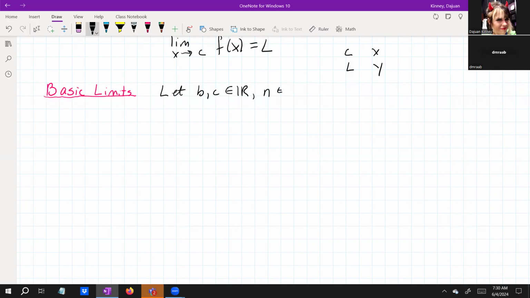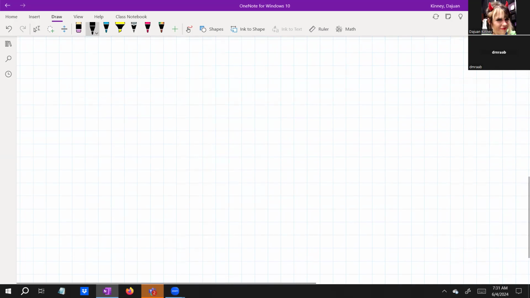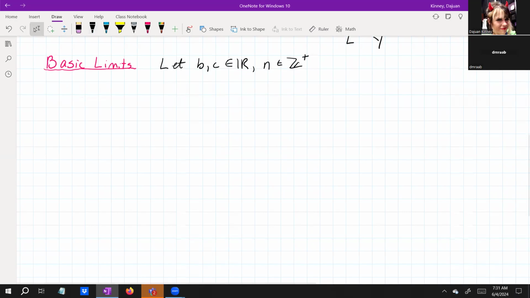And then n is a positive integer. So Z is integers. The little plus in the corner means positive ones. I will use these symbols a lot, so get used to them. They're common math symbols. Worst comes, you can find a guide to them online somewhere.